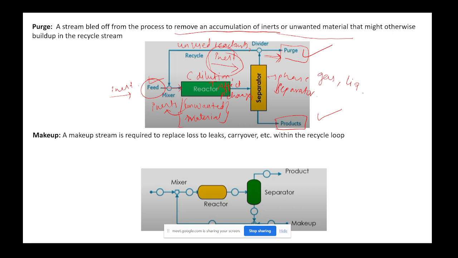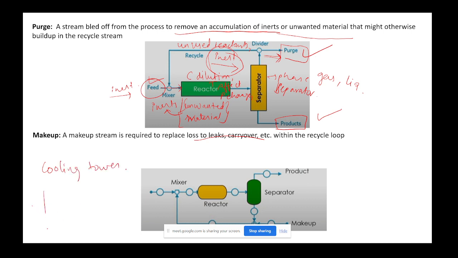So next is the makeup stream. Sometimes a makeup stream is needed because there can be losses due to leaks and carryover. So due to the losses that have been observed, we try to add that much amount of material from outside, which is equivalent to the amount that is lost. One such example that I can give you is the cooling tower example.